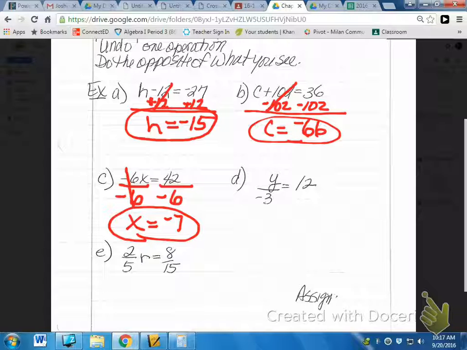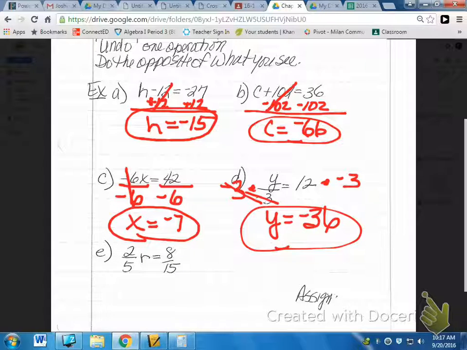Example D, y over negative 3 equals 12. What operation is right here with y and negative 3? Division. So how are we going to undo a division? Multiply. And what am I going to multiply by? Negative 3 on both sides. Multiply by negative 3 on both sides. The negative 3's cancel out. y equals negative 36.